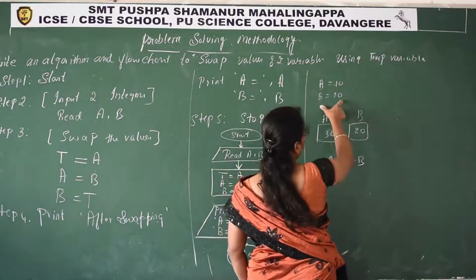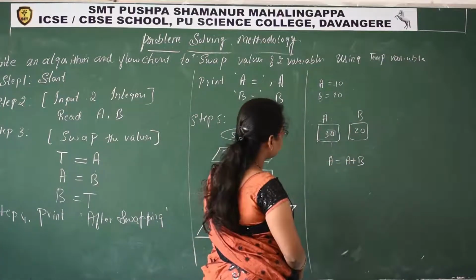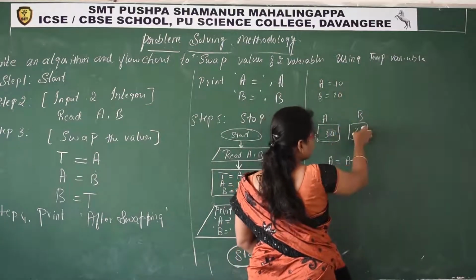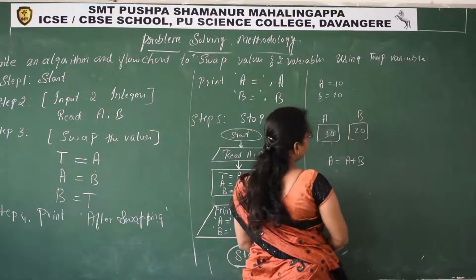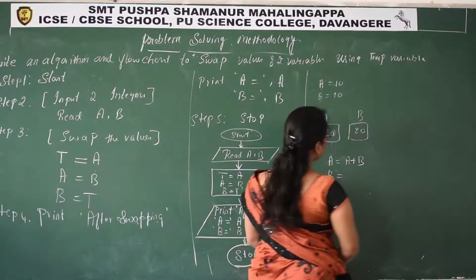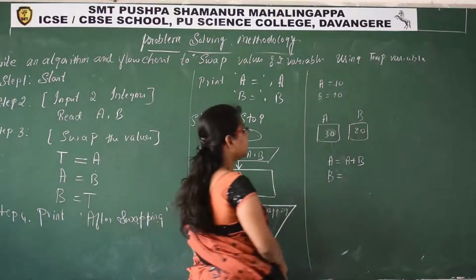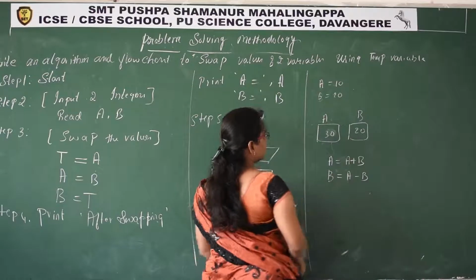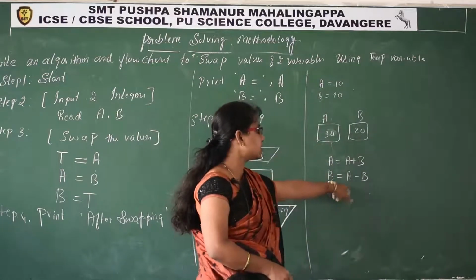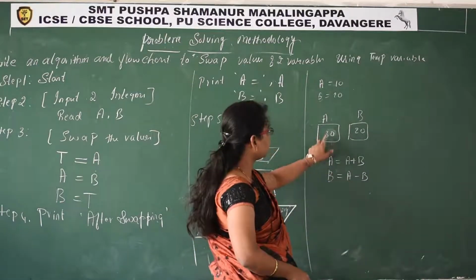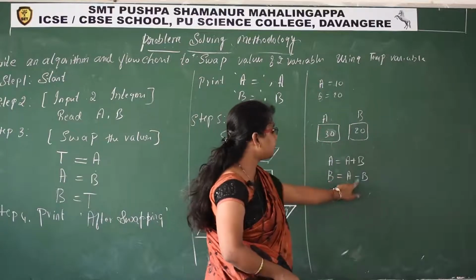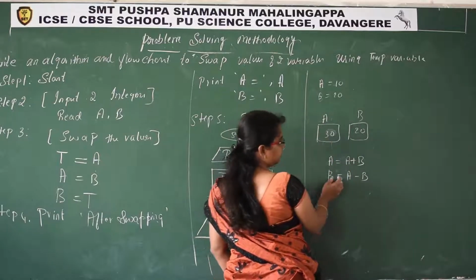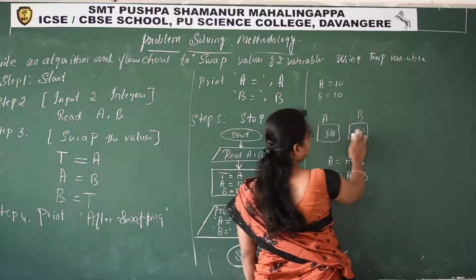So the input values are like this. Next, the value of A has to go to B. Now I can write like this, B is equal to, now what is the value of A? 30 now. I can write like this, B is equal to A minus B. You should not consider the previous value of A. If you consider, you will get wrong output. So now what is the value of A? 30. 30 minus B, 20. 10. That 10 goes to B, because we have written B is equal to. Now B becomes 10.